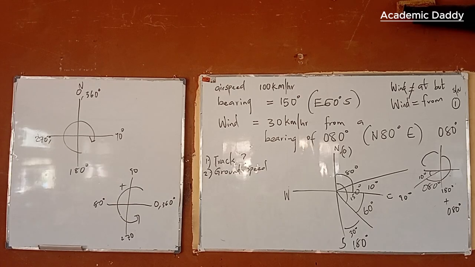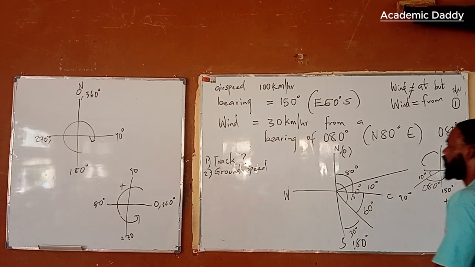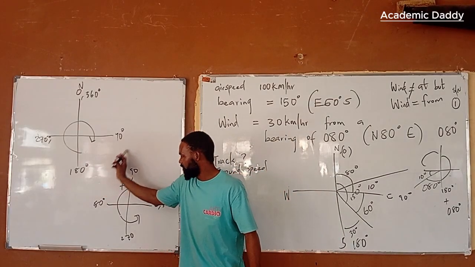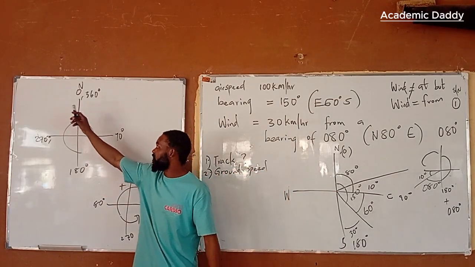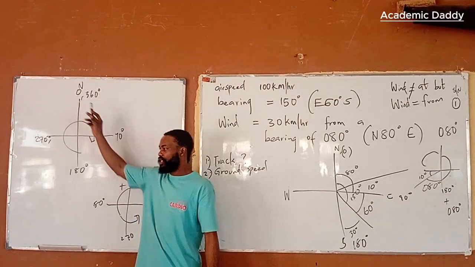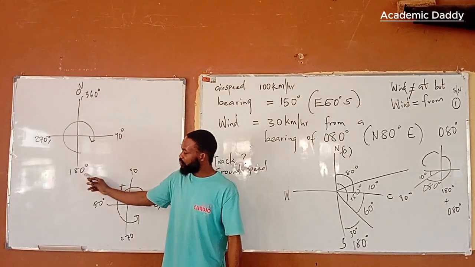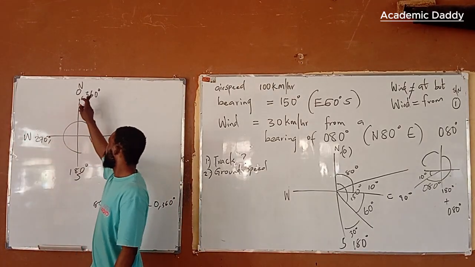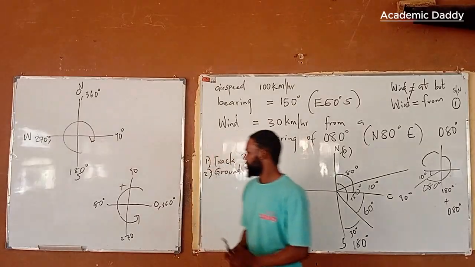Well, let's go again. Please, up to this point, do you understand how bearing is gotten? Yes. That is, bearing starts from north as 0, east as 90, south as what? And west as what? North. That means north is also 360.